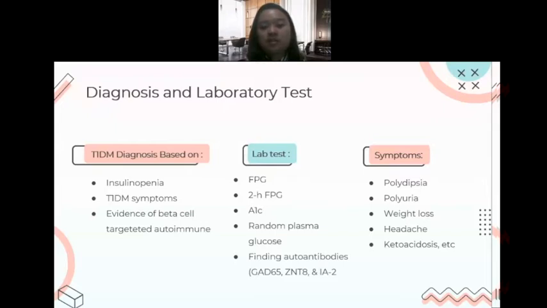Now I will discuss the diagnosis and laboratory tests of T1DM. The foundation of T1DM diagnosis is based on insulinopenia, T1DM symptoms, and the evidence of beta cell targeted autoimmunity. For laboratory tests, we can use FBG, 2-hour PG, A1C, random plasma glucose, and we can also look for autoantibodies. If autoantibodies are present, it can be diagnosed as autoimmune T1DM. The symptoms of T1DM are polydipsia, polyuria, weight loss, headache, and often ketoacidosis.